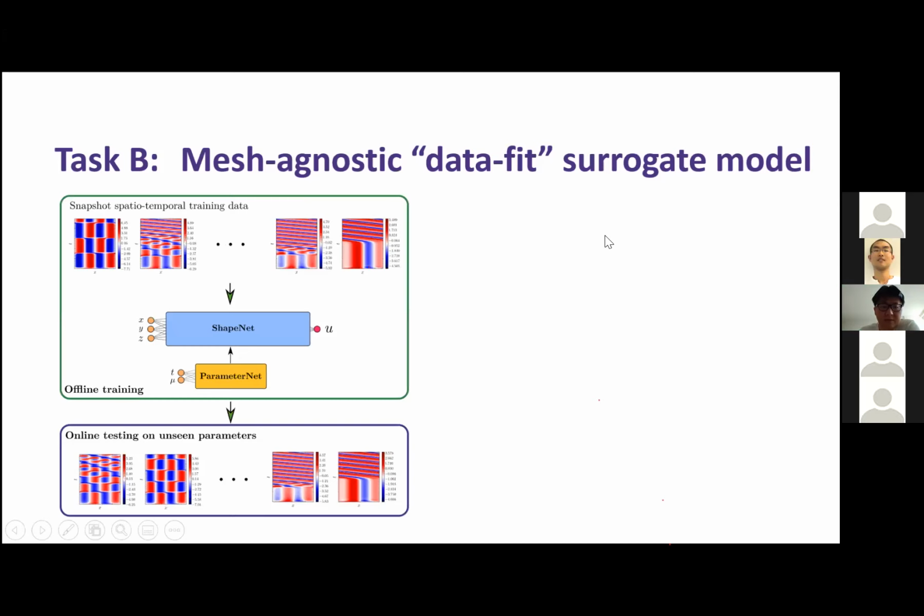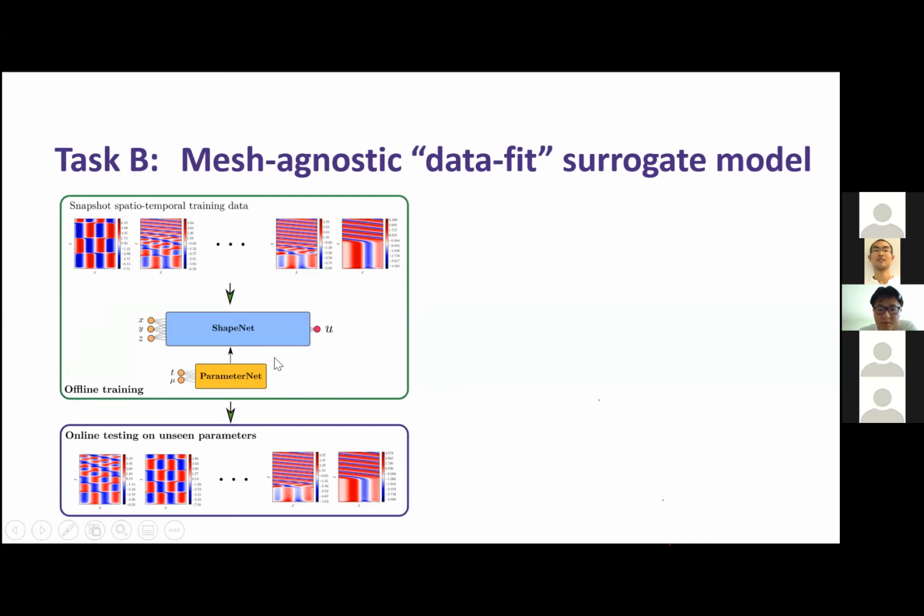And the second task, maybe a more popular one, is performing mesh-agnostic data-fit surrogate models. There have been many surrogate models on the market right now, such as physics-informed and projection-based reduced models. However, the one I'm going to talk about here is perhaps the most naive one, but also the most widely used one, especially in industry. Given the time and the system parameter mu, I just want to know what the PDE solution is at this time and mu, the spatial solution over there.